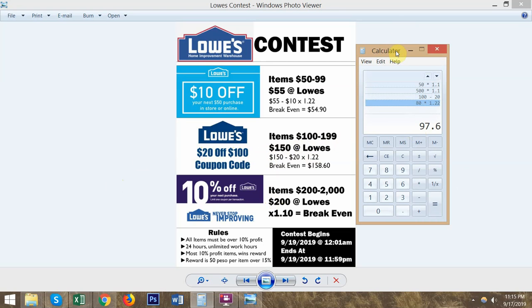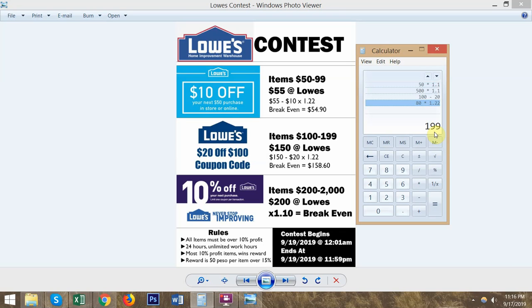You get 97.60. So if the item is $100 on Lowe's.com, we could sell the item for $97, $98 and break even. So our break even price is below Lowe's price, which can be a little bit confusing to understand. It's $100 on Lowe's, and we can make it $98 on Amazon if we did not want to make $1 profit. It would be $98.